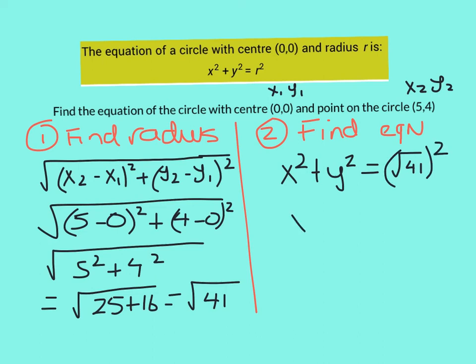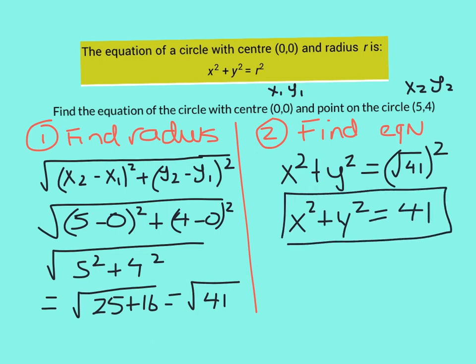Okay, and when I square that root 41, what we know from the very beginning of this video is that when you square a square root, you just get the number underneath the square root. So x squared plus y squared equals 41.